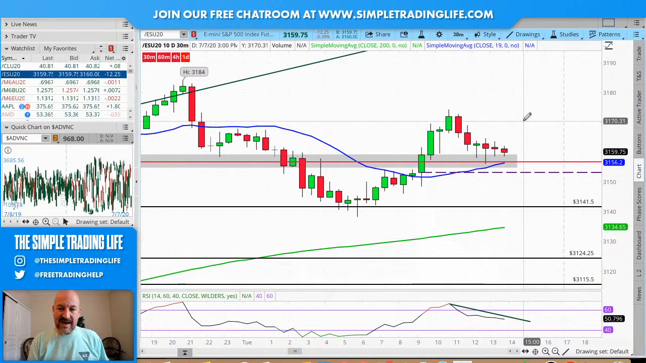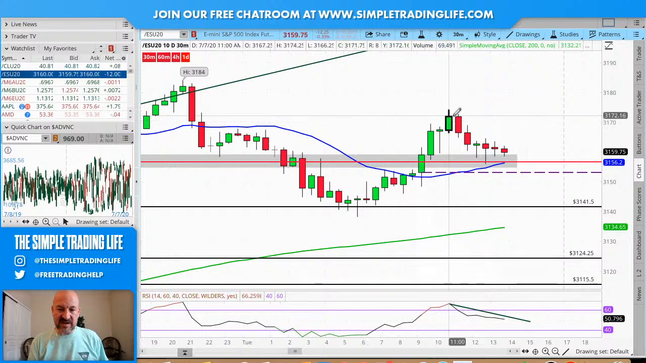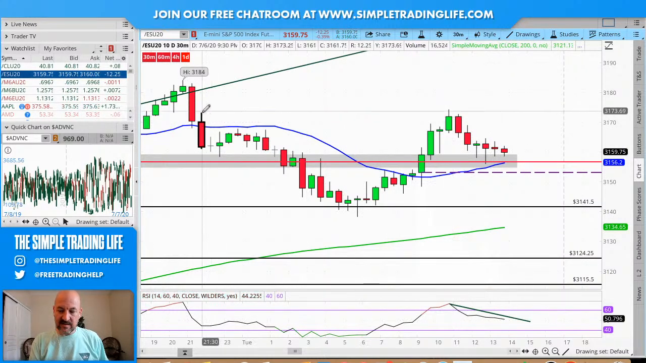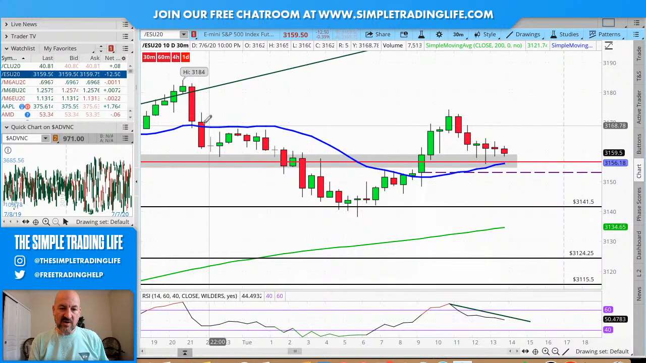And what typically happens is when a cup and handle rejects here, and why did we reject here? Because of this wick right over here. I called this out in our room, simpletradinglife.com.